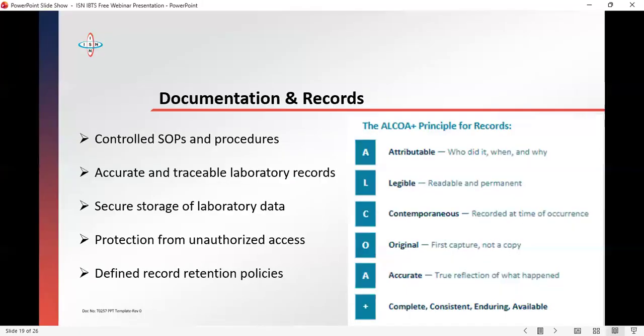better for the client. Documentation and records can never be overemphasized, because if it is not written, it means it's not done. Your SOPs must be controlled. Accurate and traceable laboratory records. It's not that you will just write it and that's all. It has to be traceable to a regulatory requirement or a standard operating procedure, or to a manufacturer's requirement, or to a package insert, or even to Monica Cheesbrough. It has to be traceable.